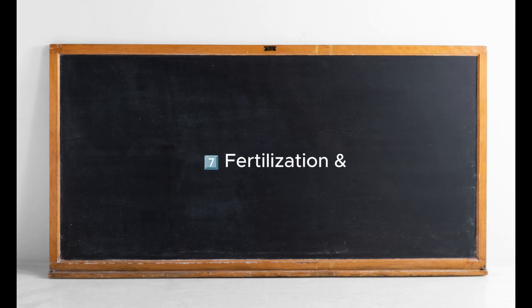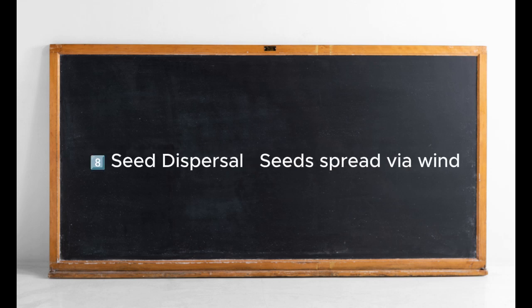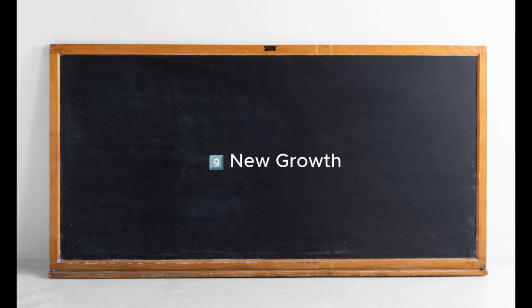7. Fertilization and seed formation. The fertilized ovules develop into seeds inside a fruit. 8. Seed dispersal. Seeds spread via wind, water, or animals to new locations. 9. New growth. If conditions are right, the seed germinates, and the cycle starts again.